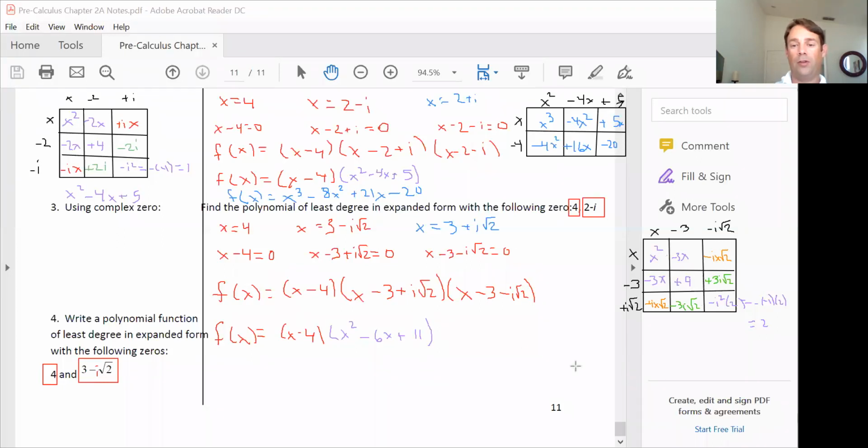So lastly, we're going to have one more box together, like so. And we're going to do some multiplying. So I have x minus 4, x squared minus 6x plus 11, and when I multiply it, friends, all the way out, I have x cubed minus 6x squared plus 11x minus 4x squared plus 24x minus 44.